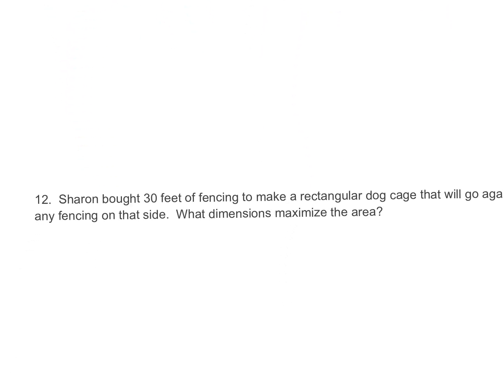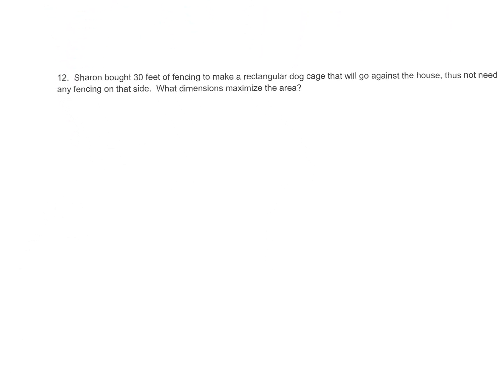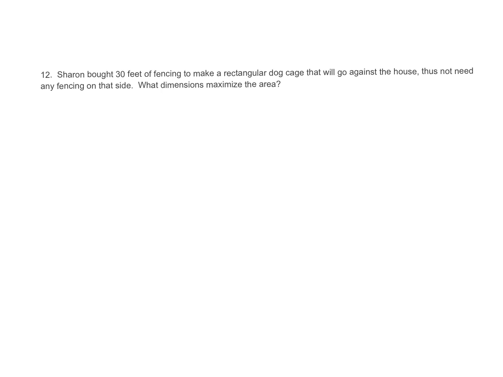So we just did a bunch of optimization problems, but I figured it was probably a good idea to at least put one optimization problem on here. It says Sharon bought 30 feet of fencing to make a rectangular dog cage that will go against the house, thus does not need any fencing. What dimensions maximize this area? So this is actually a really easy one.